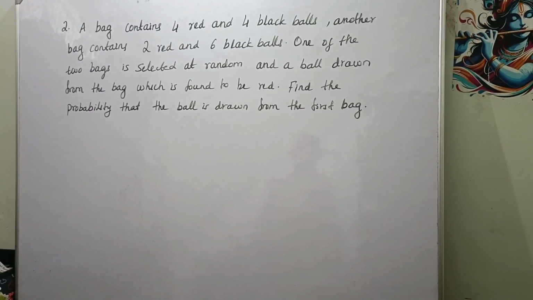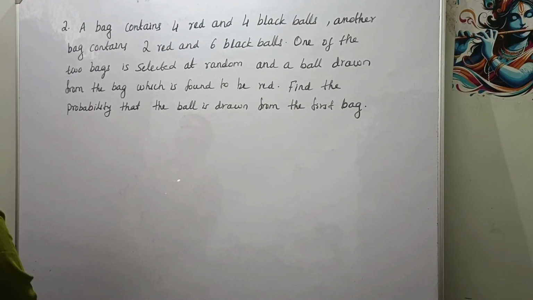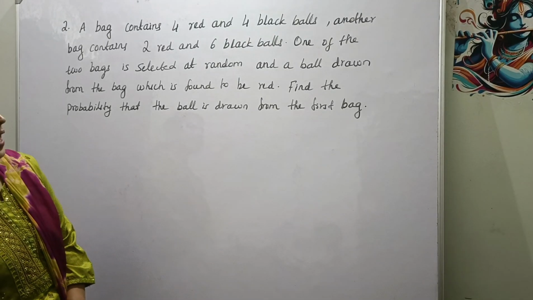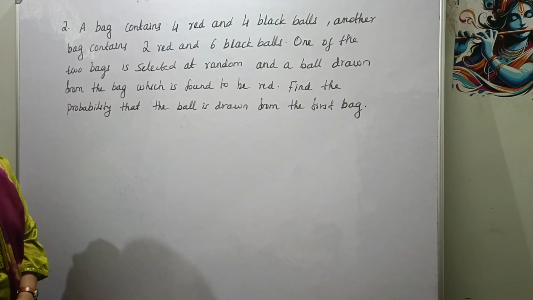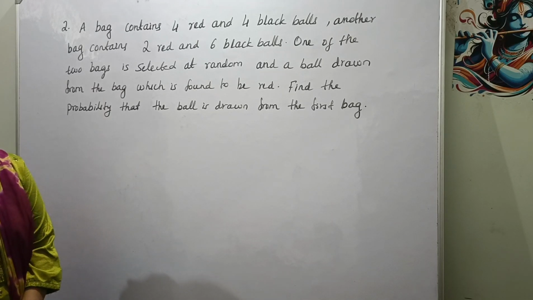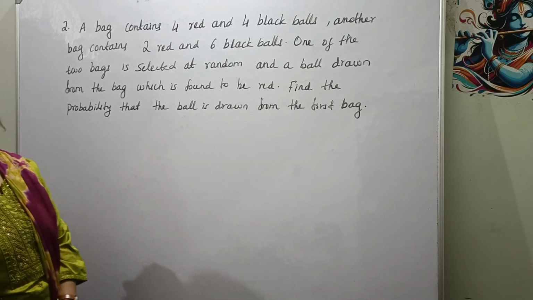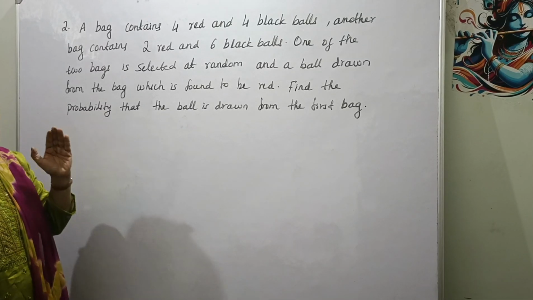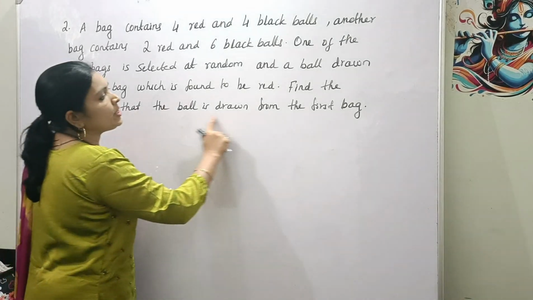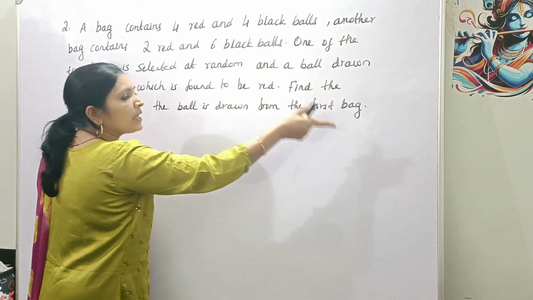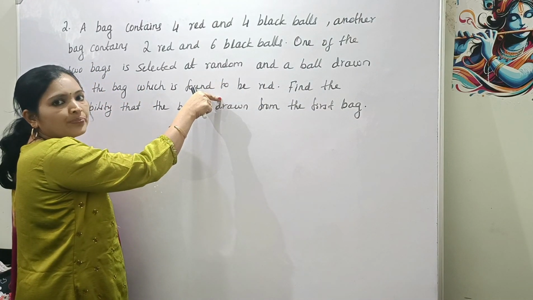A bag contains 4 red and 4 black balls. Another bag contains 2 red and 6 black balls. One of the 2 bags is selected at random and a ball is drawn from the bag which is found to be red. Find the probability that the ball is drawn from the first bag. Here we have to find the probability of the first bag given that it is red.